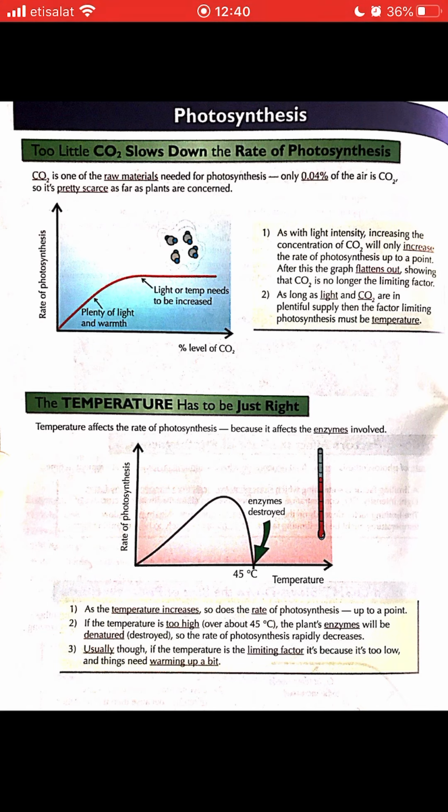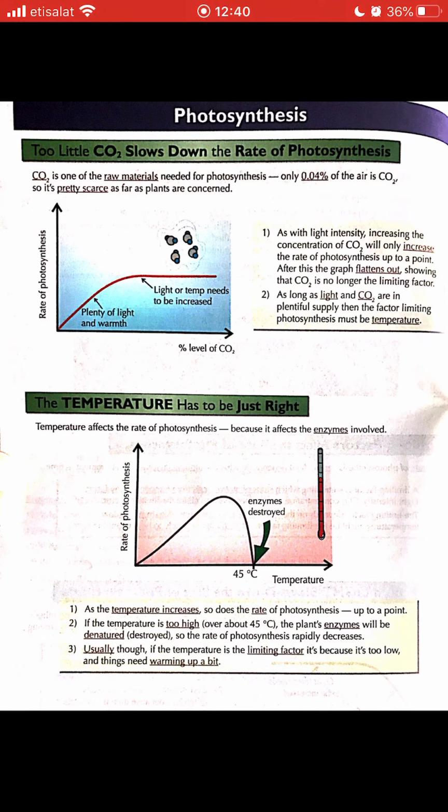Then suddenly you can see there's almost this kind of peak where you have your optimum temperature, and then our rate of photosynthesis rapidly decreases, actually down to 0, so to no reaction happening at all. And this is because our enzymes are being denatured. That graph is annotated with the phrase destroyed. We should be using the word denatured.